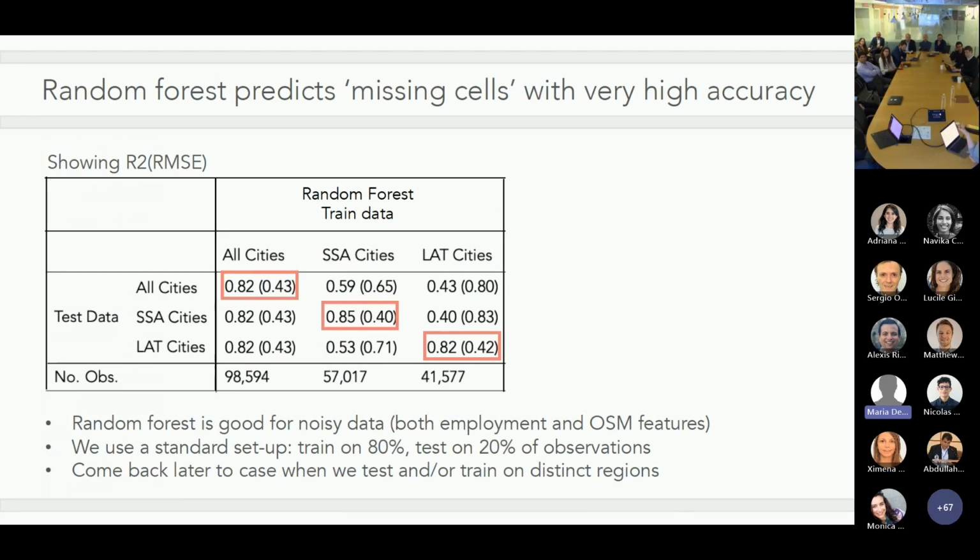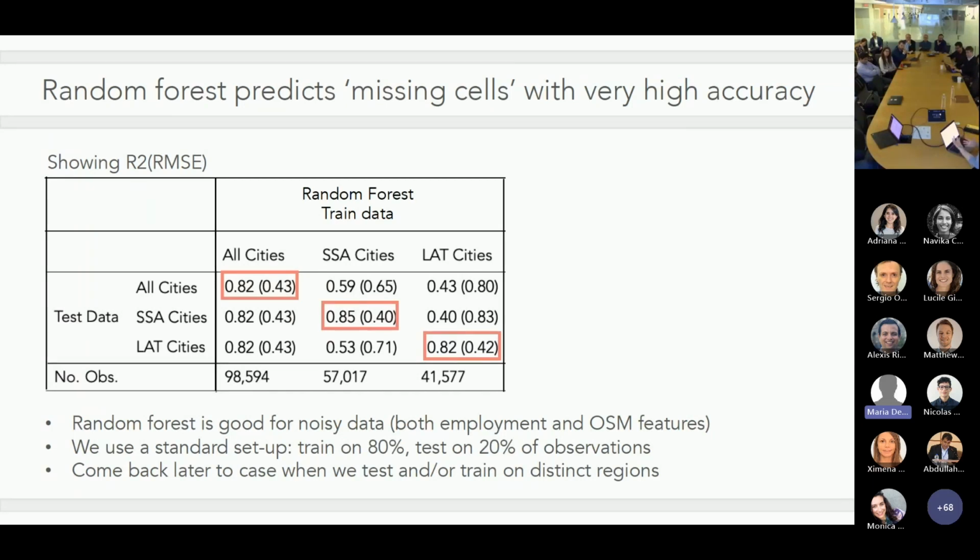Okay. So in the working paper, we present results for many different machine learning algorithms. Here, I'm going to focus just on 2. So we chose random forest to begin with because it's very good for noisy data, and we have noisy data. We have noisy data on both sides. We have noisy employment data for the reasons that we already discussed, and we would also expect quite some heterogeneity in how well the OpenStreetMap is mapped across different areas, right? So we have noise on the feature side as well.